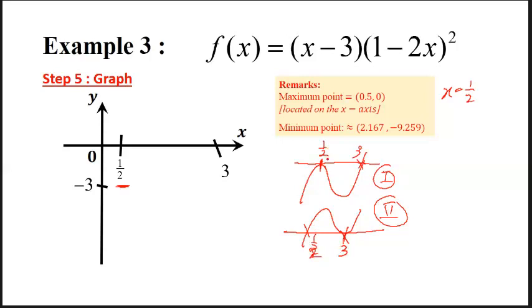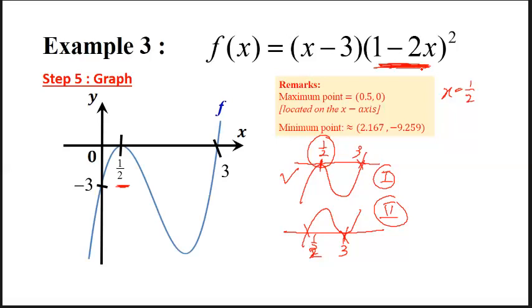And we notice that 1/2 must be an extremum point, therefore the shape of the graph should be case 1, not case 2. Because once again, x equals 1/2 comes from the linear factor that is squared. And as a result, this is the shape of the graph that I should have.